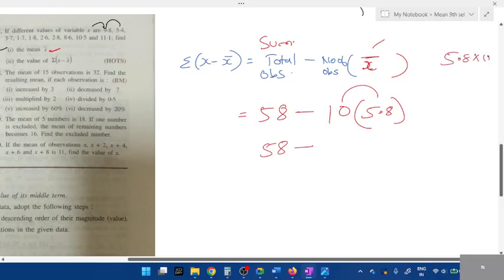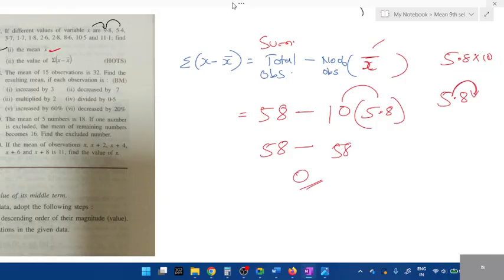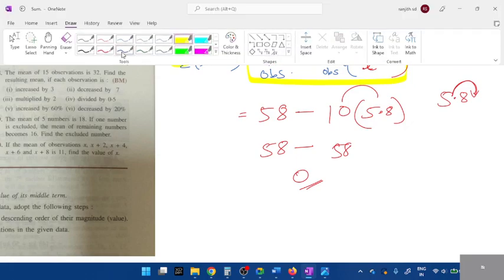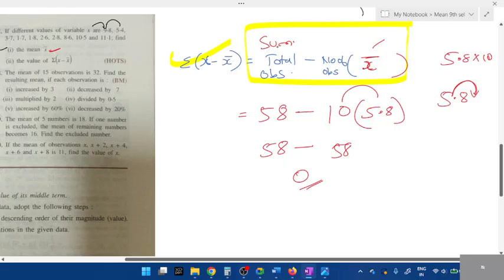So 58 minus 10 into 5.8 is how much? If you use the shifting method, how much is 10 into 5.8? You have to shift 58, right? What is 58 minus 58? 0. Did you understand this formula, all of you? Yeah. Just use this formula. Any question, use this formula. When they ask like this, x minus x dash, so sum of total observation minus number of observation into x dash.